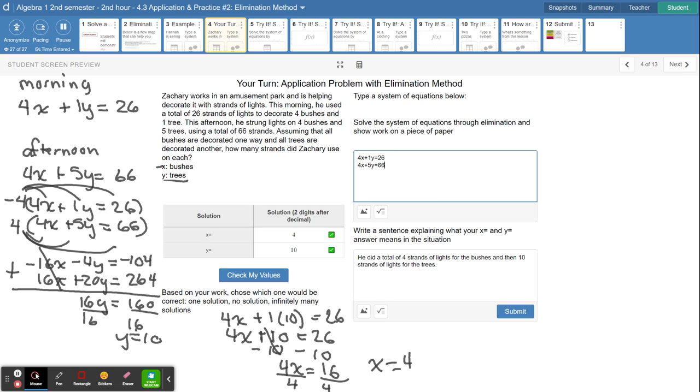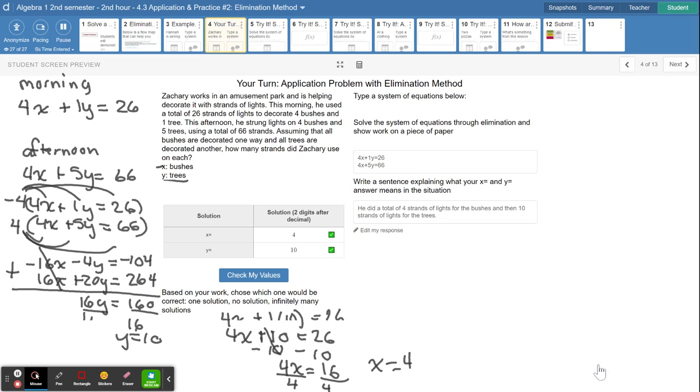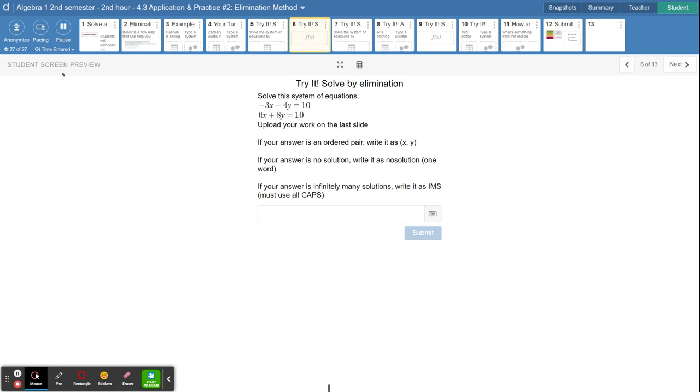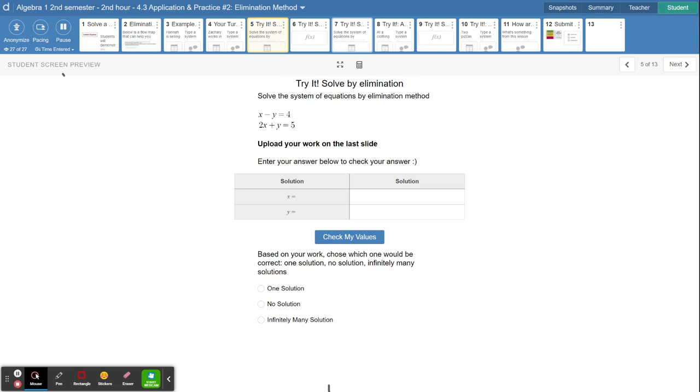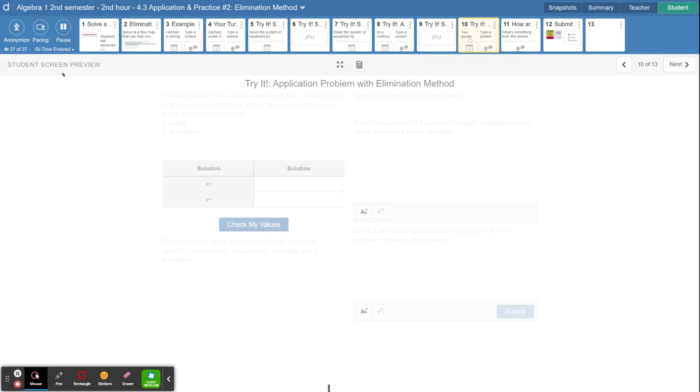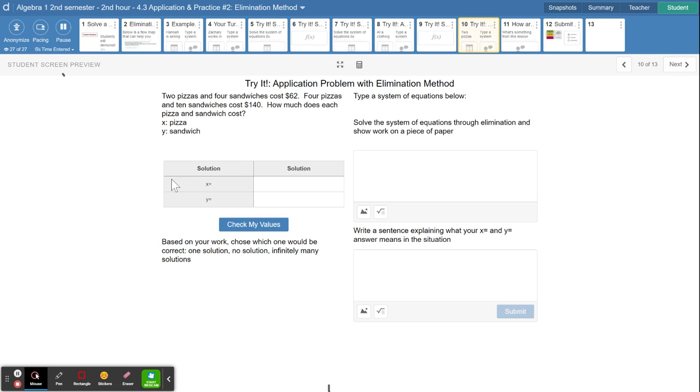All right, hopefully this gives you enough information to try the others. There are only 2 other word problems, and then the rest of the slides are going to be review for you. So slide 6 and slide 9 are going to be no solution or IMS, infinitely many. Slide 5 and 7 are just find the ordered pairs. And then slide 8 and 10 are some other word problems.